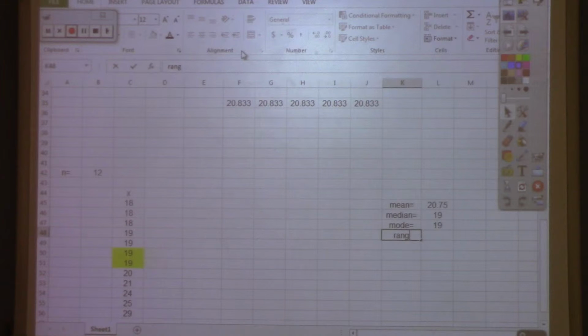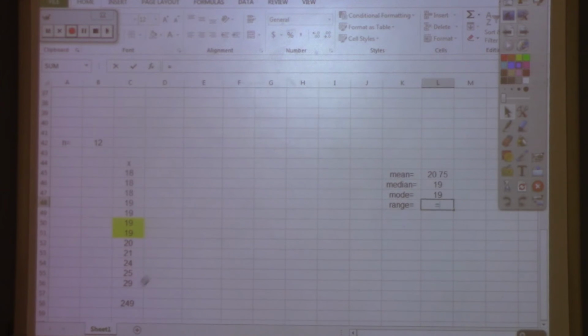Range is really not worth anything, but they asked for it, so it equals your highest minus your what? Minus the lowest. And mid-range is equal to parentheses highest plus the lowest, divided by 2. And now do the variance. Well, we've got to go ahead and do x minus x bar, and x minus x bar quantity squared.